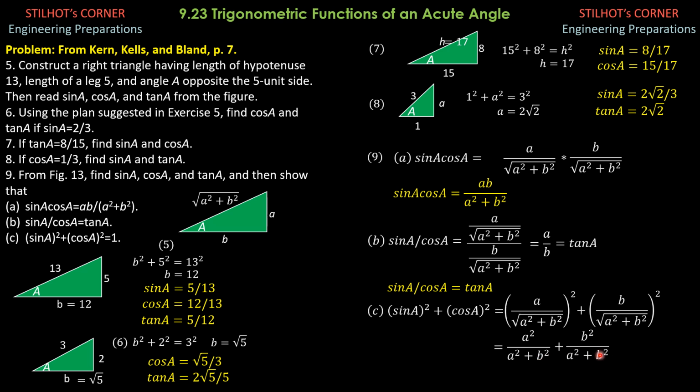Since the denominator is common, we can combine the numerator as A square plus B square divided by the common denominator A square plus B square. And since the expression in the numerator is equal to the expression in the denominator, we cancel out that, and that's why it is equal to 1. So therefore, quantity sine A square plus cosine A square equals 1.